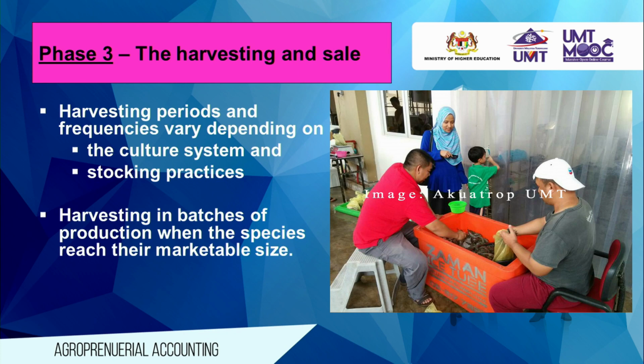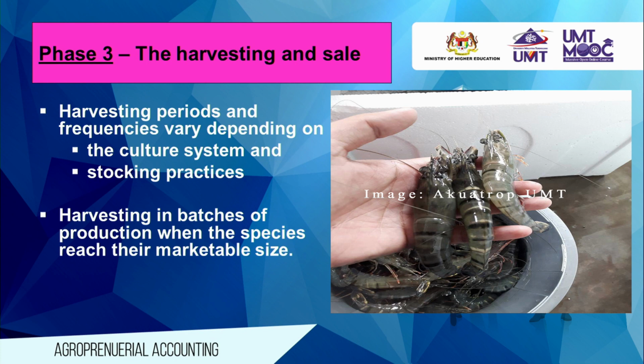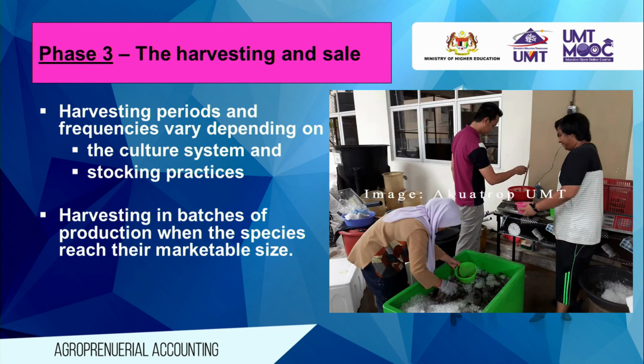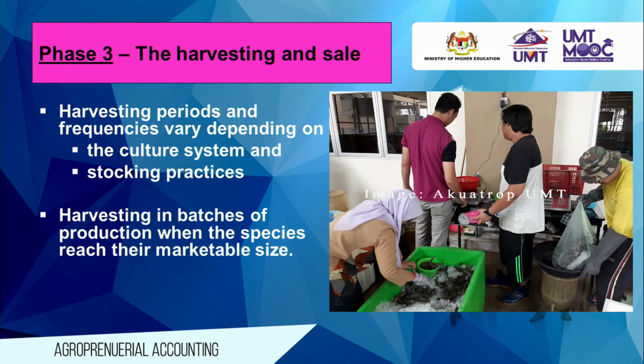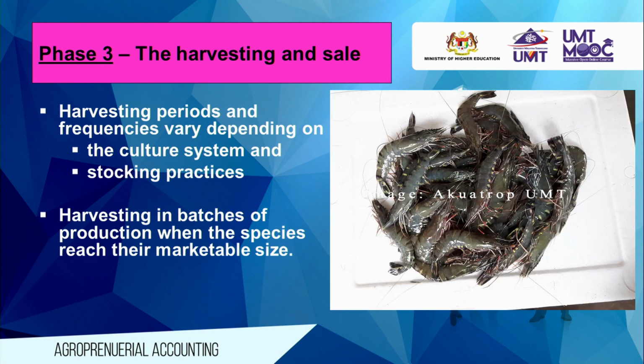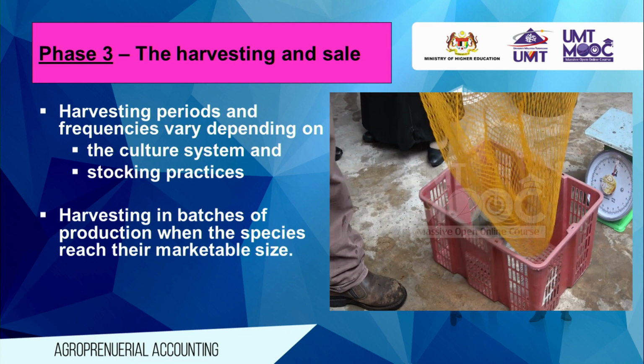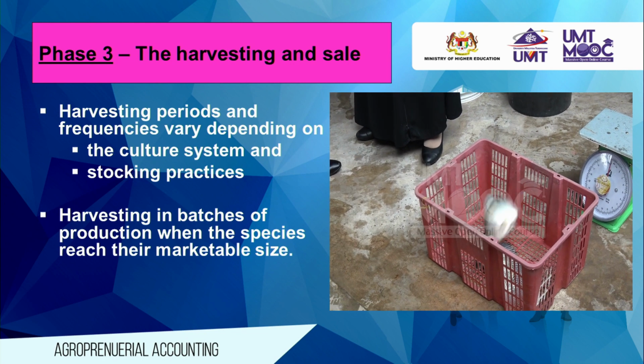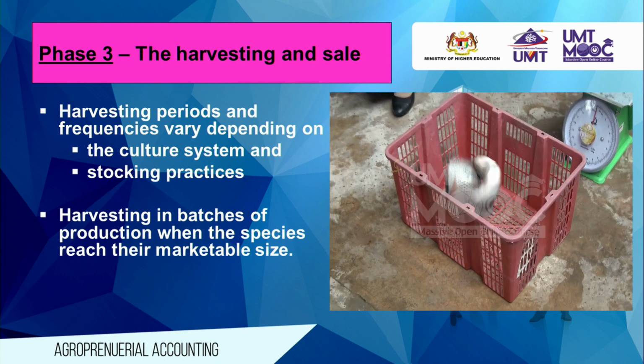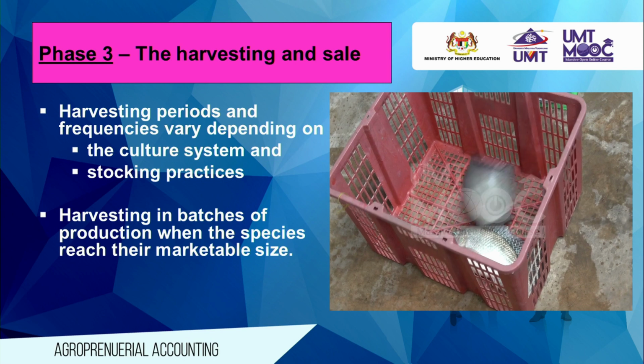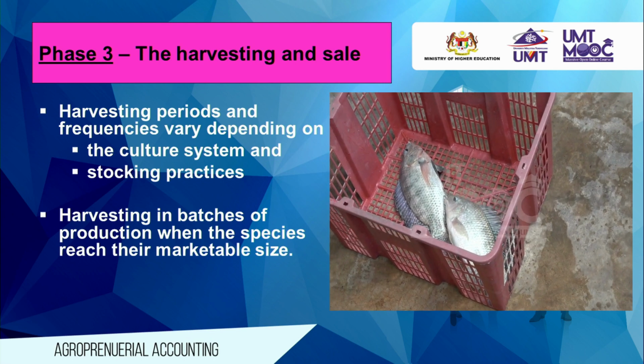The last phase, or phase 3, is the harvesting and sales stage. This is the most exciting phase to the business owner because at this stage, we can anticipate the projected revenue to the business. Harvesting periods and frequencies vary depending on the culture system and stocking practices. For example, companies might have several ponds, but not all products in each pond can be sold at the same time.